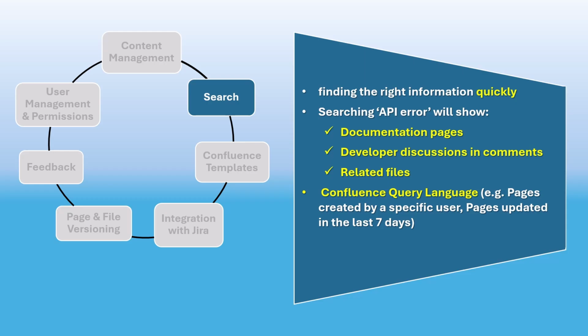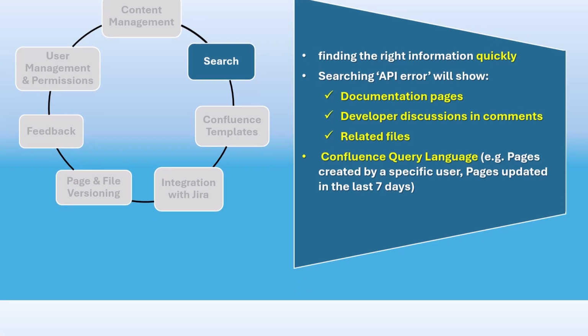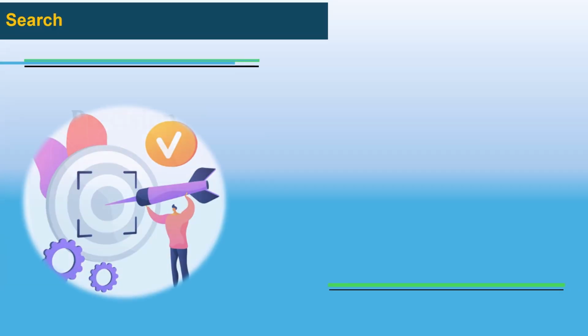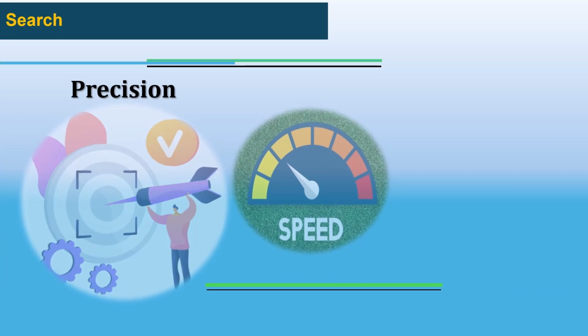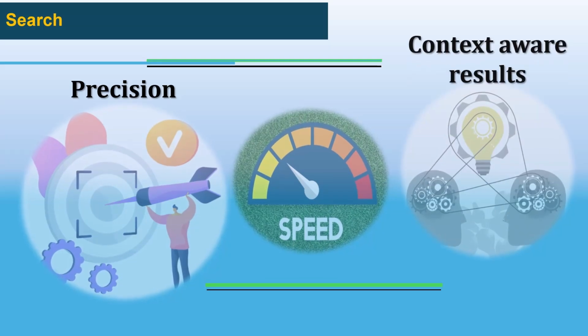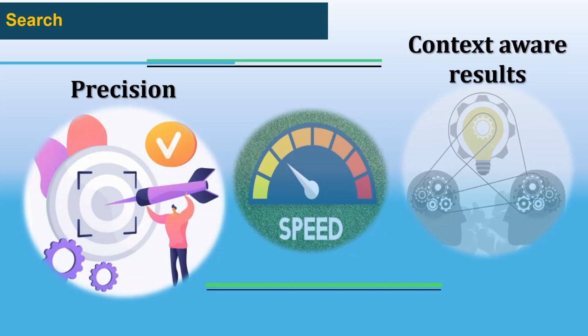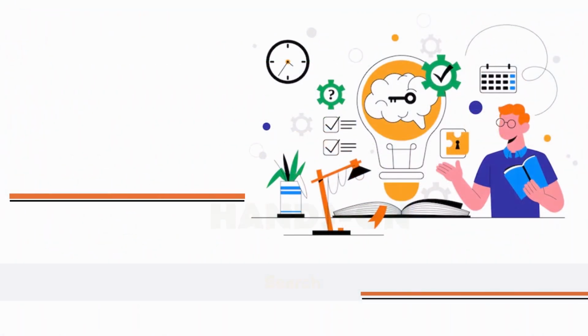For example, maybe pages created by a specific user, or pages in a specific space, pages with a specific label, or pages updated in the last 7 days. So simple keyword search cannot handle this level of filtering. So the purpose of advanced search is precision, speed, and context-aware results. Without it, large-scale documentation becomes unmanageable.